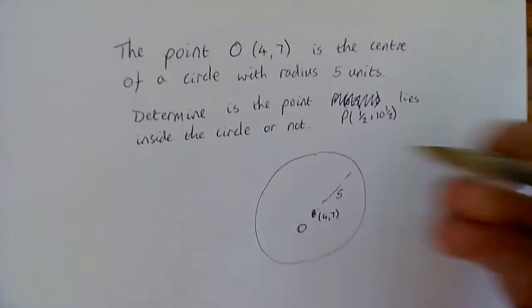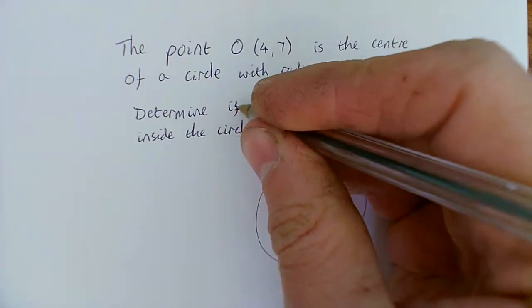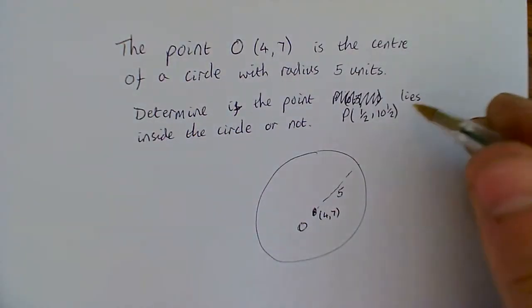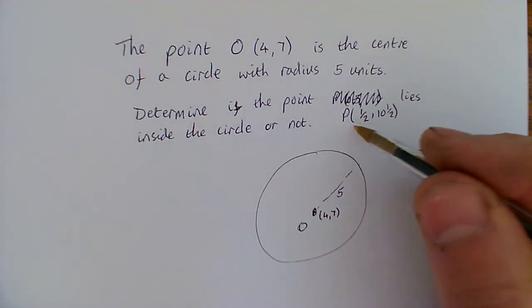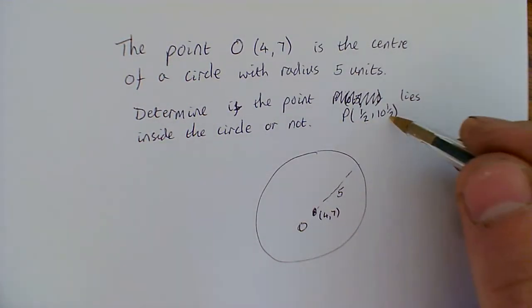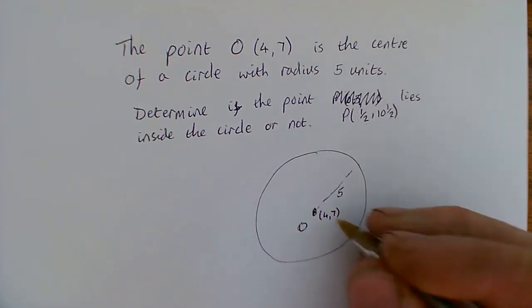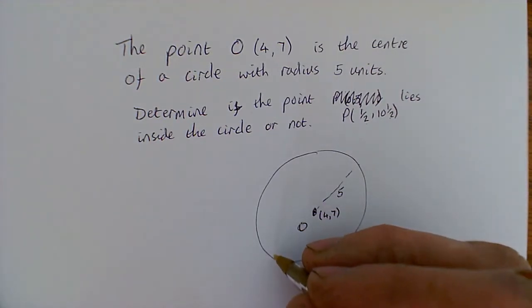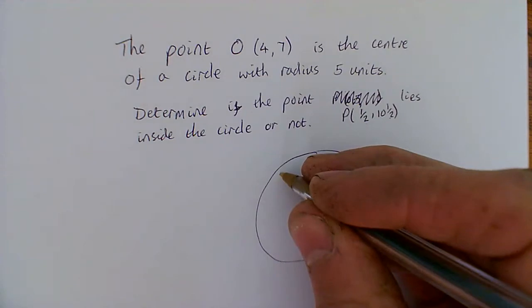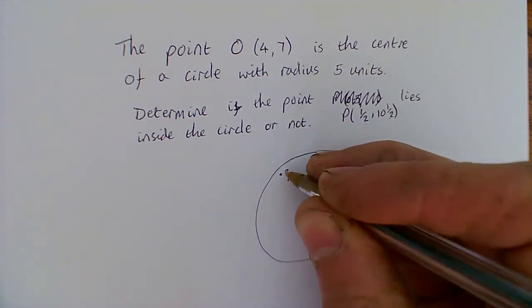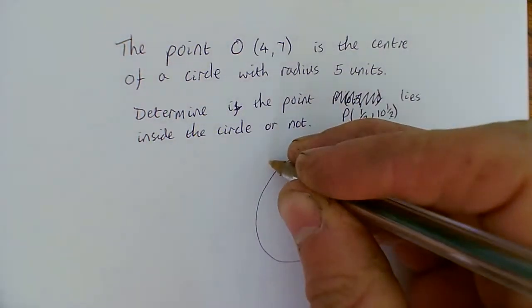Determine if the point lies inside the circle or not, and the point we're working with is P, which is a half, 10 and a half. So we've got some point, just to get a feel for this, is a half along, 10 and a half. So we've got some point here, which is either inside the circle or outside the circle.